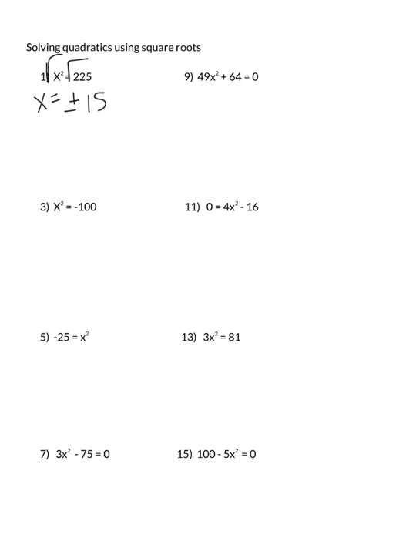So now we have x squared equals negative 100. Remember, if we take the square root of a negative number, we are going to get an imaginary number. So this one is no real solution. Negative 25 equals x squared. Same thing. Can't take the square root of a negative number and get a real solution. So we have no real solution.